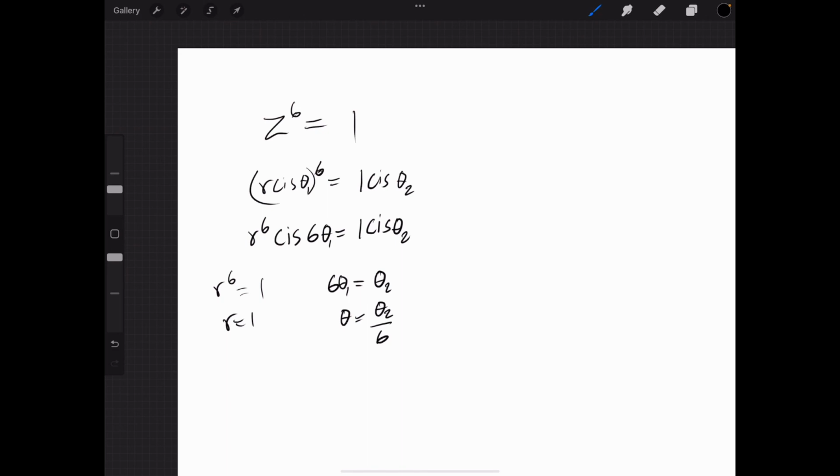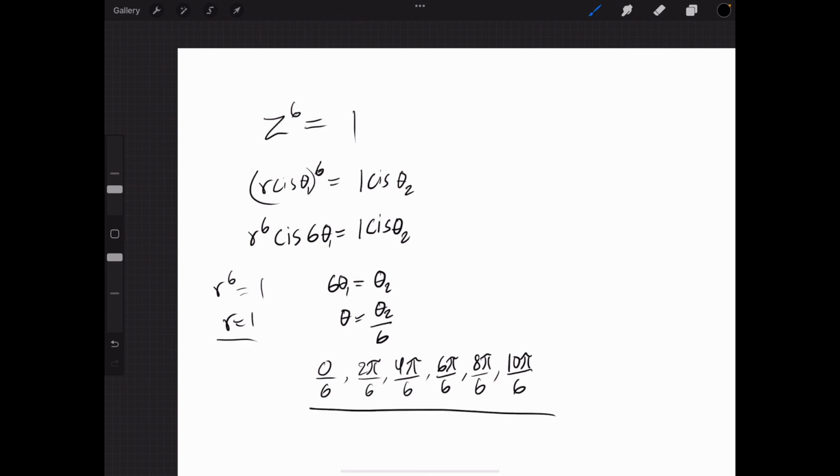And because theta 2 can be any of those angles that were mentioned before, the angle in this case could just be 0 over 6 or 2 pi over 6, 4 pi over 6, 6 pi over 6, 8 pi over 6, and 10 pi over 6. And this gives you every solution for z to the 6th is equal to 1. These are all of the arguments right here, and this is the modulus. So let's graph them.